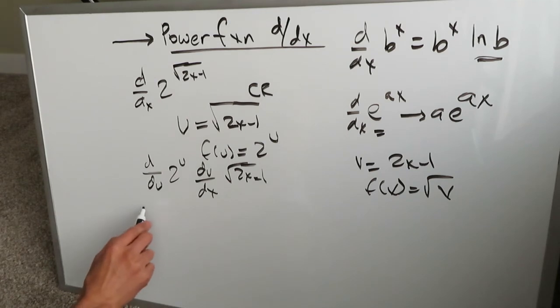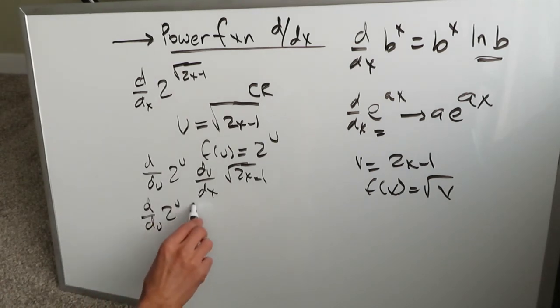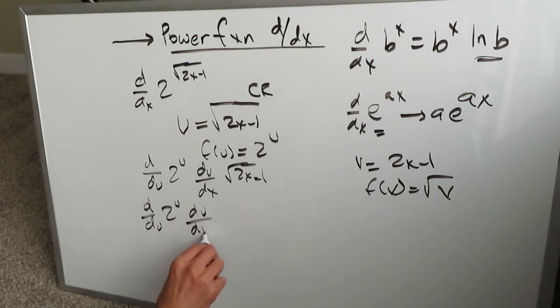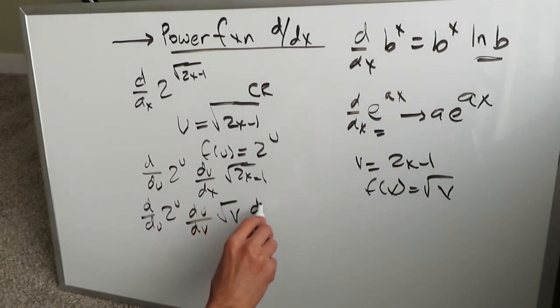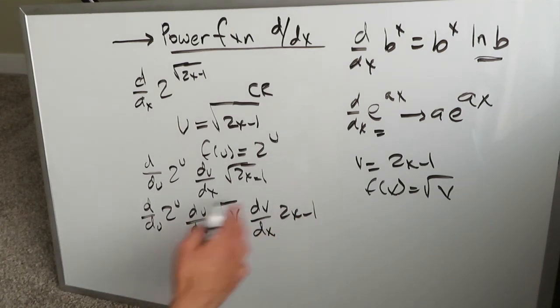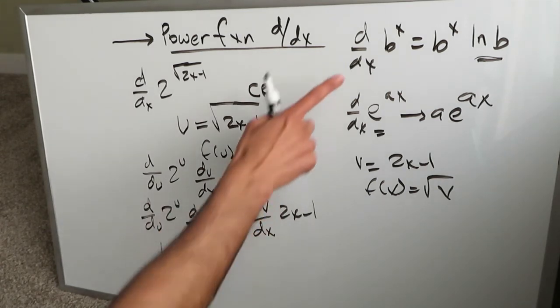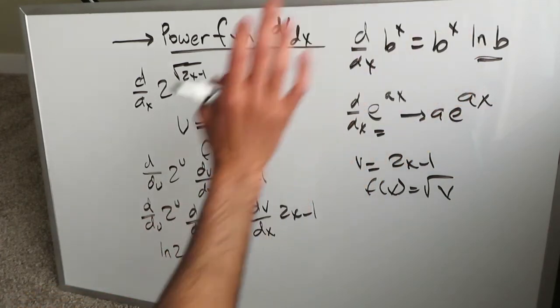So we do another substitution: derivative of 2 to the power of u with respect to u, and then the derivative of u with respect to that v, we get root v. And then the derivative of v with respect to x, you get 2x minus 1. And again, chain rule is always safe. You can never go wrong with that. Now you do your actual substitutions and your derivatives. The derivative of 2 to the power of u will be natural log 2 times 2 to the power of u, because the derivative of a power function is always accompanied by its natural log.